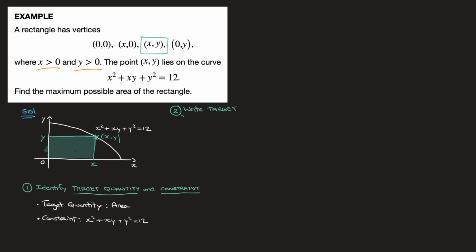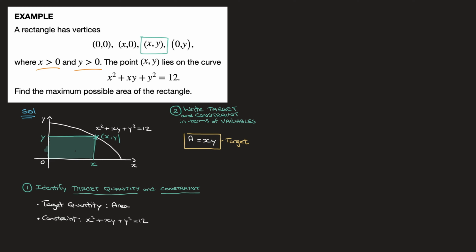And for this particular problem, that's actually quite easy. The target quantity is the area of this rectangle that we're trying to maximize. And the area of this rectangle is just going to equal its base times its height. So in this case, that will just be equal to x times y. And so I'll quickly write that here. So the target quantity A is just equal to x times y. And I'll quickly box that and say target next to it, like so.